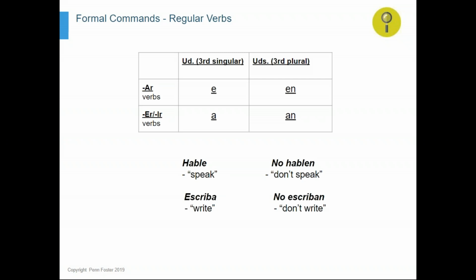All right, if you're speaking to someone you don't know very well, one person, hable, if you're commanding them to speak. If it's a group of people, insert the no and use the plural ending, no hablen. And then same thing, escribir is an IR verb, takes the opposite endings, as you can see up top. One person being commanded to write something, escriba, but a group of people commanded not to write, no escriban.